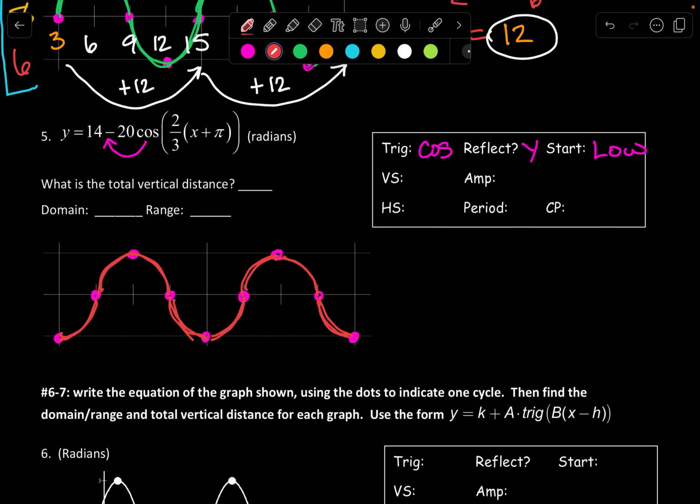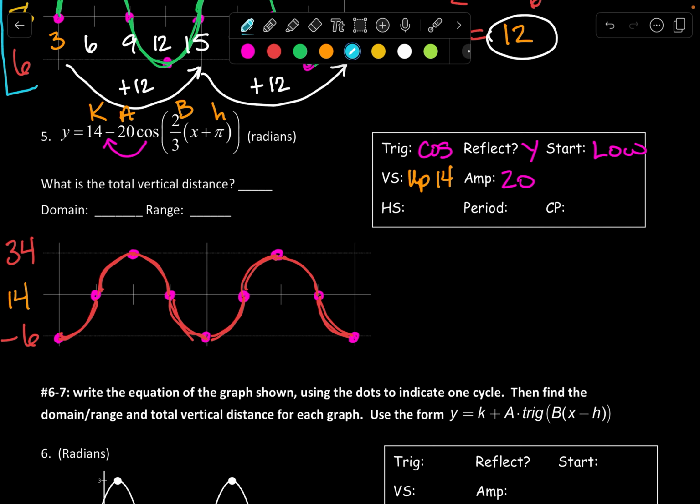All right, now let's actually put some values on here. We have our K, A, B, and H. K tells me that I've moved up 14. That's going to make my midline 14. A tells me I have an amplitude of 20. That means my top number will be 20 higher, and my lower number will be 20 lower. 14 minus 20 is -6.